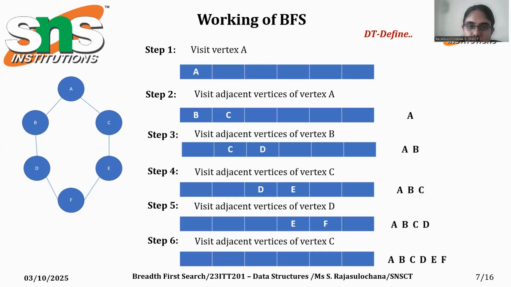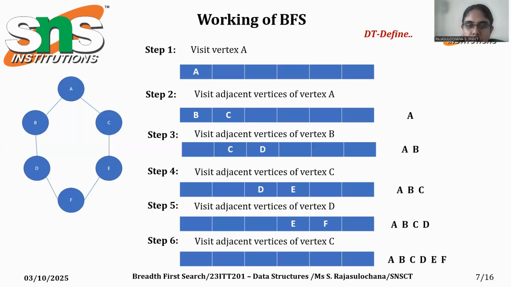Once you have explored the adjacent vertices, vertex A is removed from the queue and written in the output. Now, the next element to be explored is B, because this vertex is present at the front of the queue. The adjacent vertices of B are C and D. C is already present in the queue, and now we insert D into the queue. Since B is explored, it is removed from the queue and written in the output.